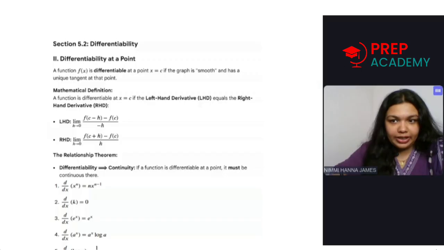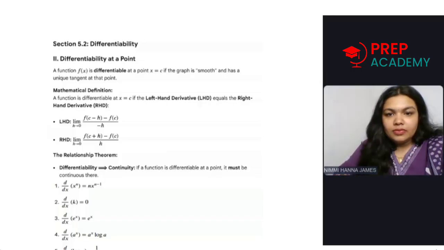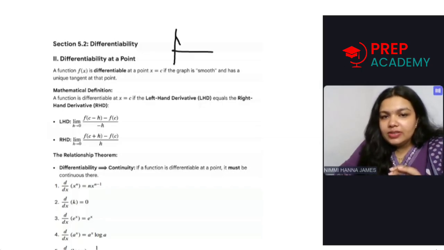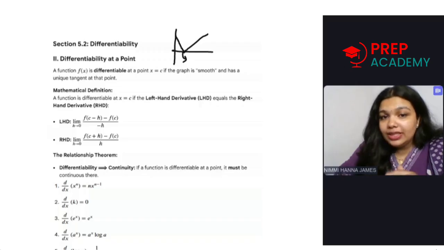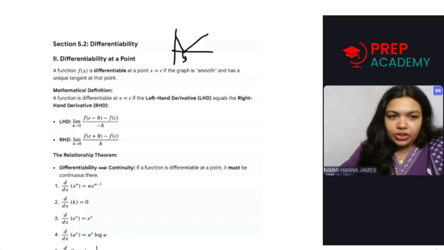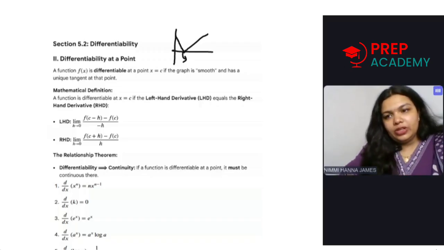But differentiability, in the graphical aspect, means that the graph is a smooth graph. That is, if this is a graph of a function, is it smooth? No, because it has a sharp point here. It's not a smooth function. So this is not a differentiable function.